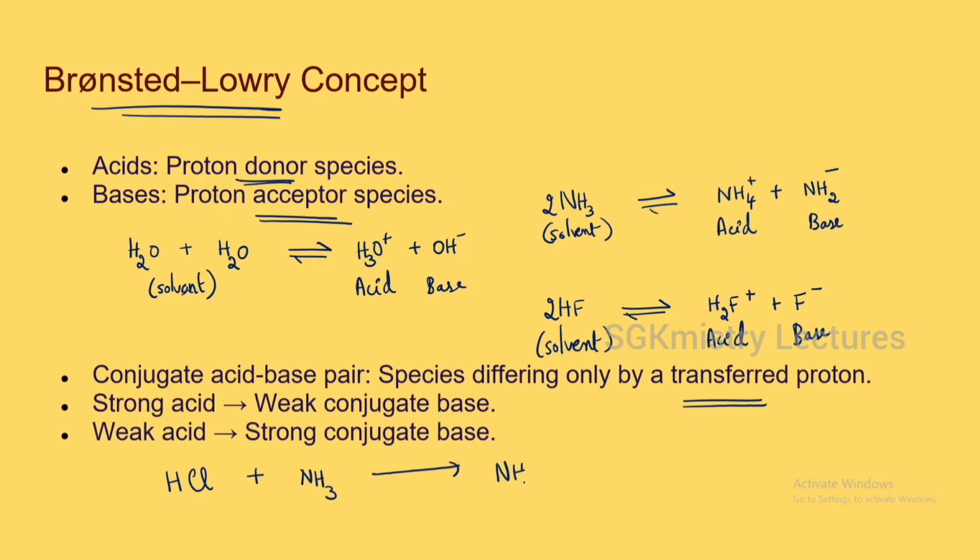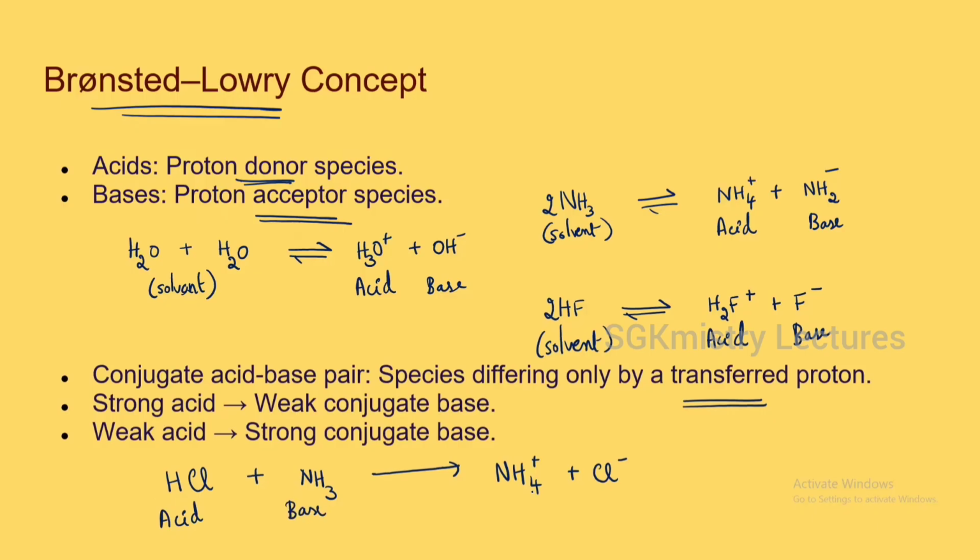So the NH3 is converted to NH4+ and HCl becomes Cl- because of the loss of a proton, right? On the reactant side, we know that HCl is donating the proton, so it is a proton donor species. So without any doubt, this is the acid. And NH3 is accepting the proton, so this is a base.